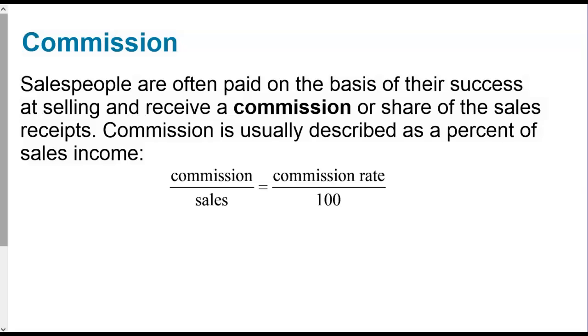Commission is another special type of problem. Salespeople are paid on commission. Commission is usually added on to what they get for their salary. A commission is a share of the sales receipts, basically. It's a percentage of the sales income. So you can look at whatever the commission is, and that's how much they get over the amount of sales based on their commission rate. Some people have better commission rates than others.